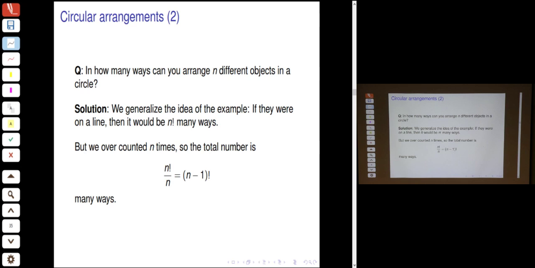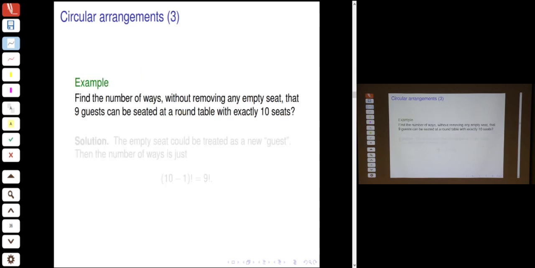Anyway, so the answer will be (n minus 1) factorial. Okay. Now a few more. So now we still have a round table. There's 10 seats. It can hold 10 persons. But we don't have 10 guests. We only have 9 guests.